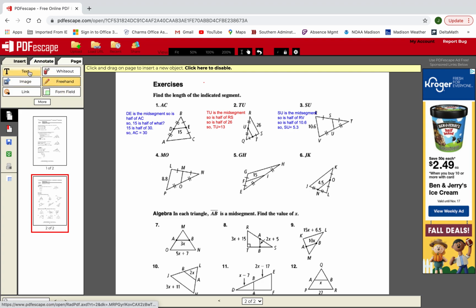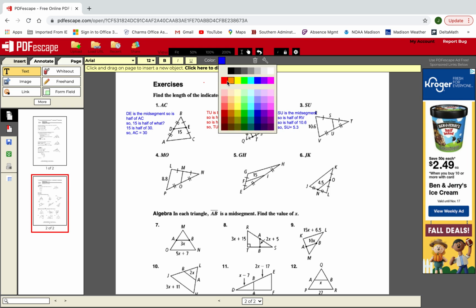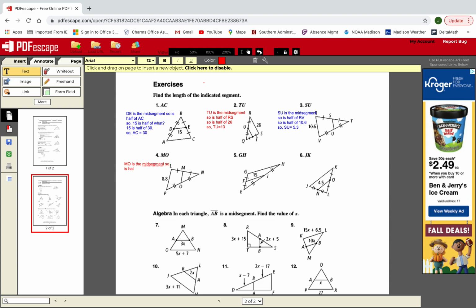All right. Looking at number 4. Number 4 is looking for the length of the midsegment again. So this is just the same types of problems over and over again. MO is the midsegment. So MO is half of LP, so MO is half of 8.8, so MO equals 4.4.